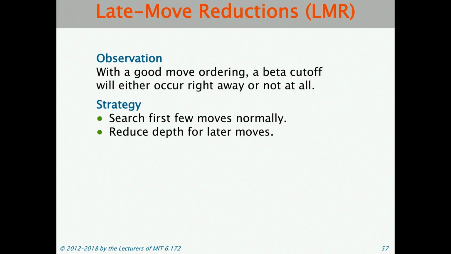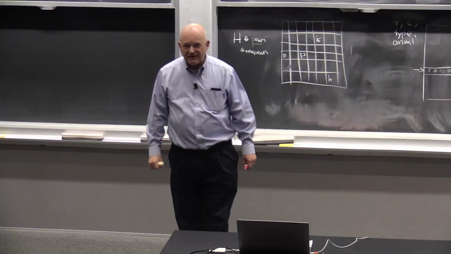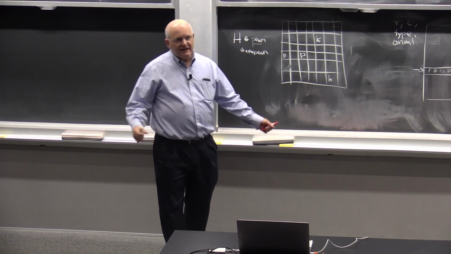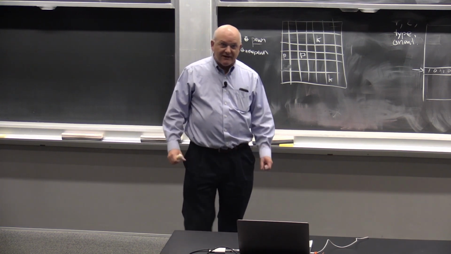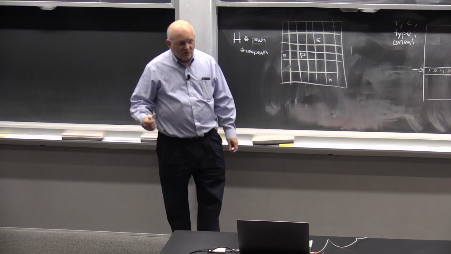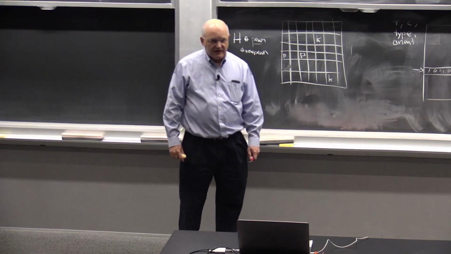With a good move ordering, a beta cutoff will either occur right away or not at all. So you search the first few moves normally, and then you start reducing the depth for moves. I believe in our code we have two numbers where we reduce by depth 1 after a certain number of moves and reduce by depth 2 after a certain number of other moves. Those are things that you can tune. I wouldn't tune them very much, I don't think, and once again, I could probably be wrong here, and some of us may discover that if you tune it like this, it's way better. But that's the idea of the late move reductions.